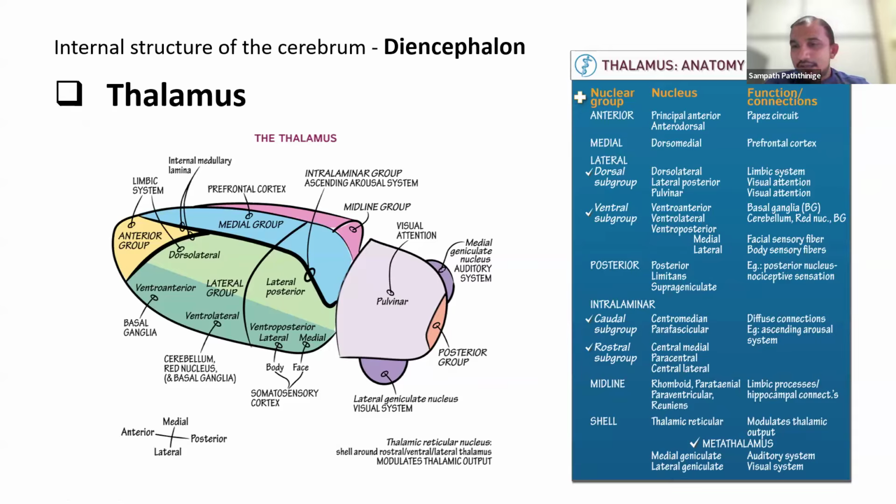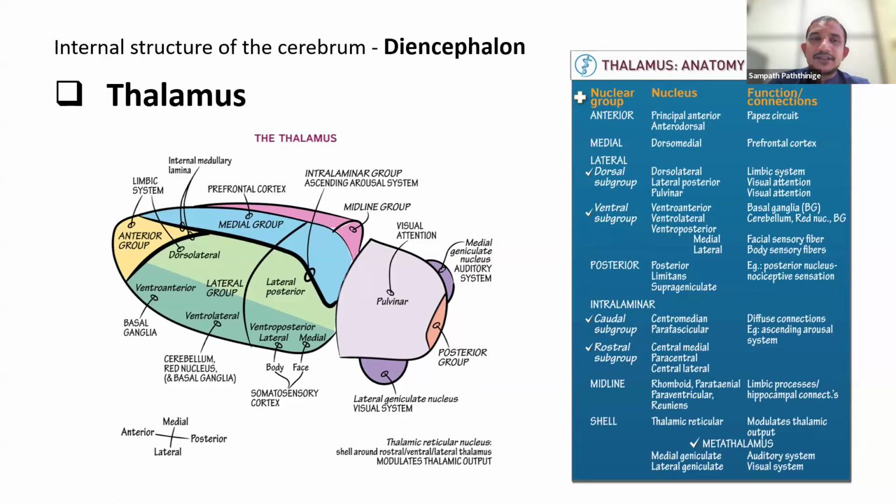We have then the medial geniculate body, so that is this one. That is for the auditory pathway, the hearing. The lateral geniculate body is for the visual pathway, right? So it has so many things. For example, this Papez circuit, the anterior part, is for the emotion. So that is part of the limbic system, right?